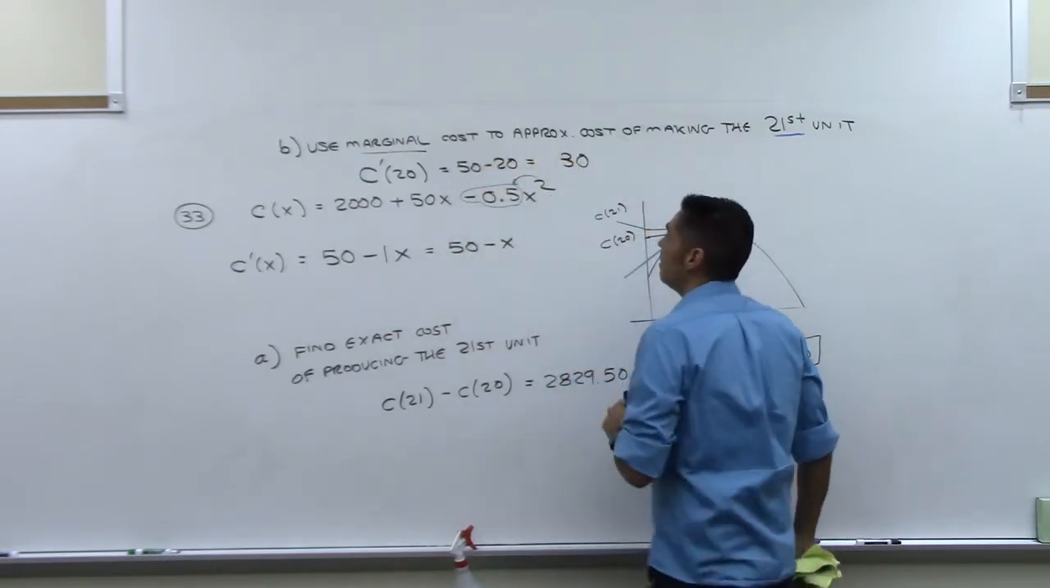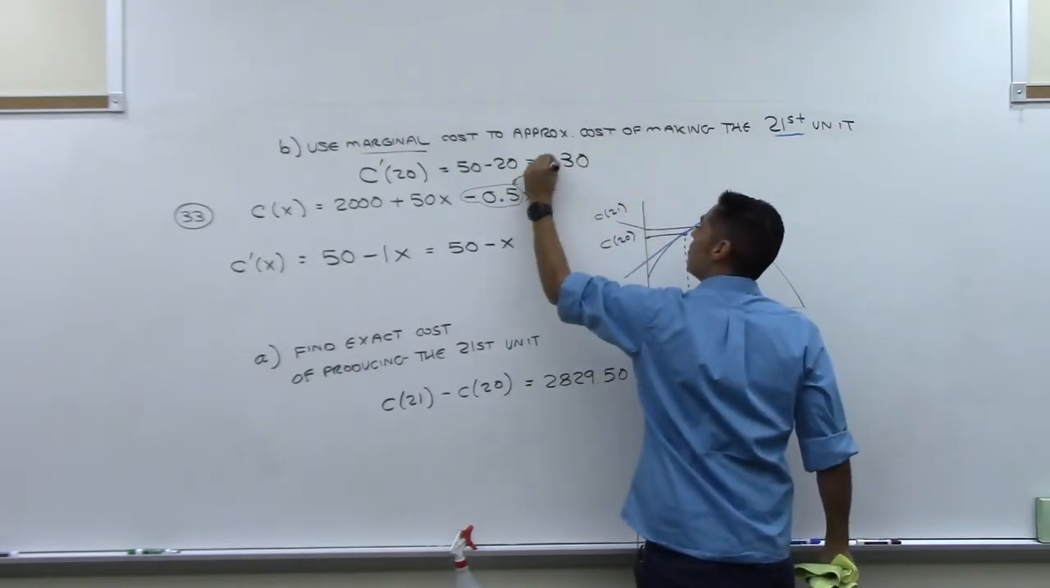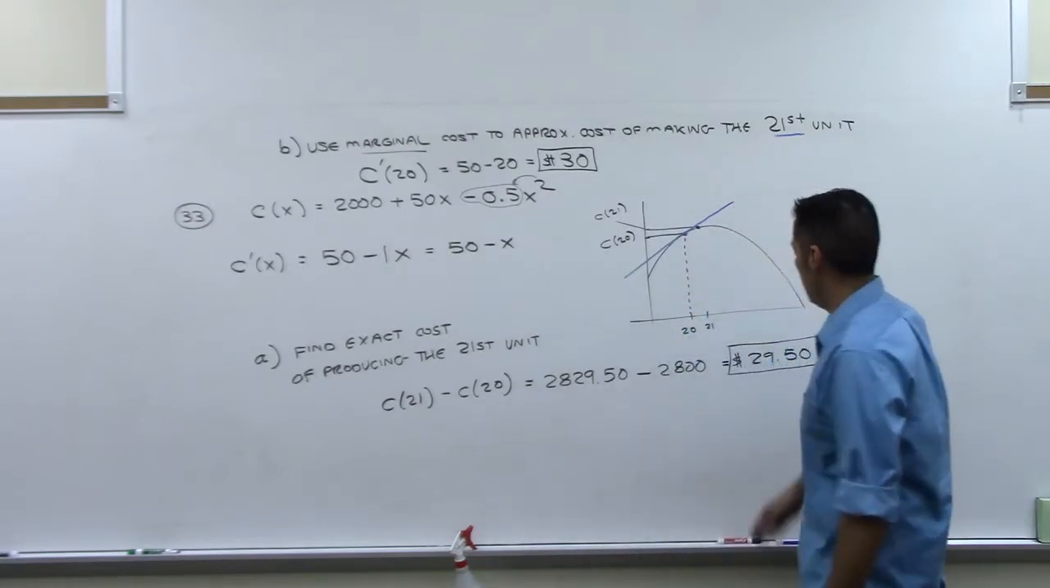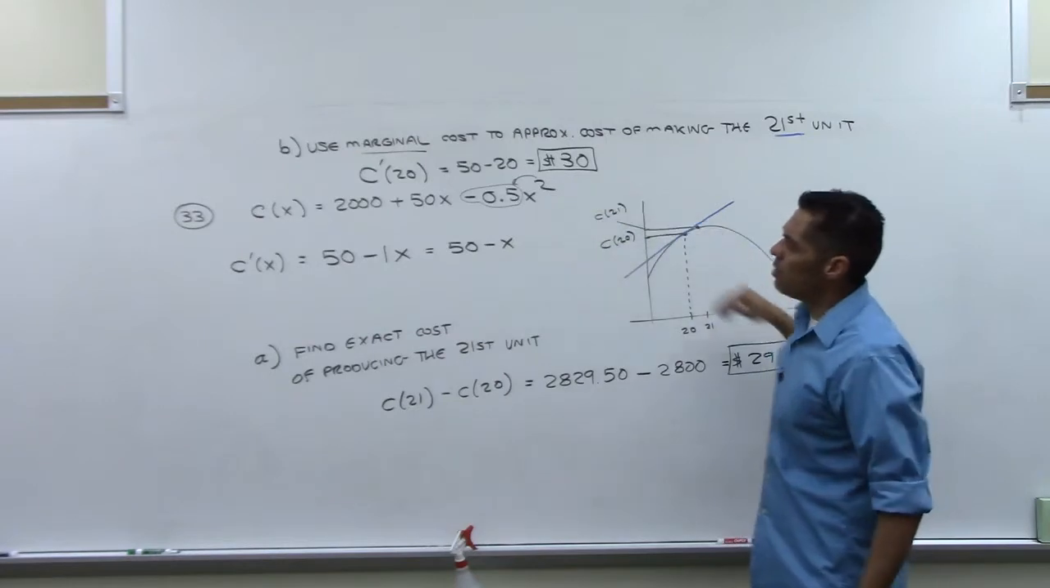And so that should be our approximated marginal cost of producing 21 units. So it should be about $30 to produce that 21st unit. And you can see it was $29.50. We approximated it to be 30. We're pretty close.